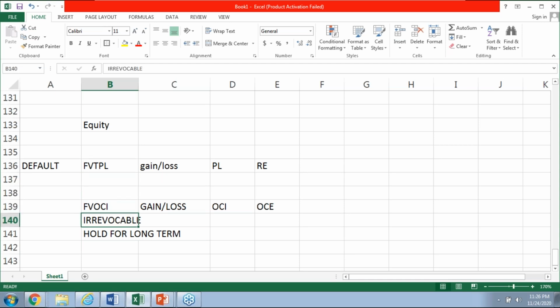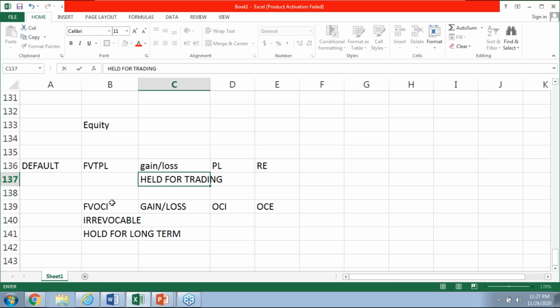Irrevocable means that once you have placed the equity investment into the OCI category, you cannot change its classification from OCI to P&L. This is now locked in this category once this option is exercised. But if you have shares held for trading, meaning you are buying and selling the shares on a regular basis, then it should be classified in the fair value through P&L category.